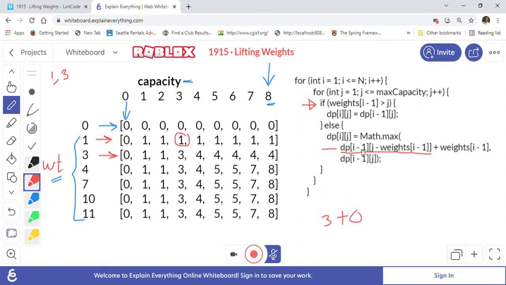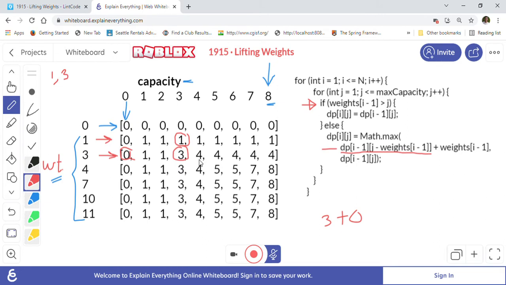So this one is basically saying that 3 minus j is 3 minus weights of I minus 1, which is 3. So dp of I minus 1 and 0 basically, right? So this 0 basically. So 3 plus 0 is 3, so we will put the maximum, right? We will not choose 1, but we will choose 3 in this case now. So we put 3 here.